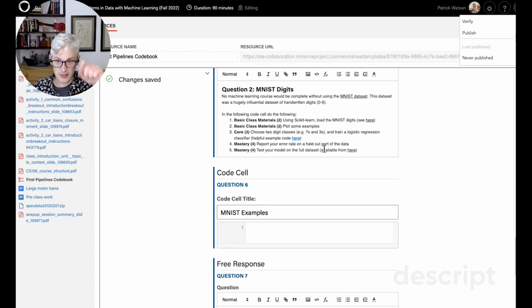MNIST is a series of handwritten digits that are in these low resolution pixel maps. I expect you to be able to pull the data from scikit-learn, plot a few examples, and then use a simple logistic regression classifier.